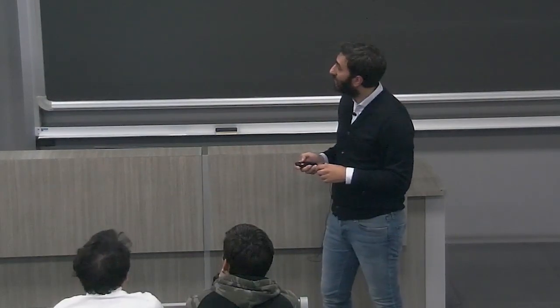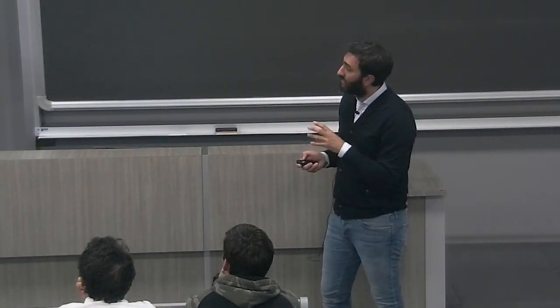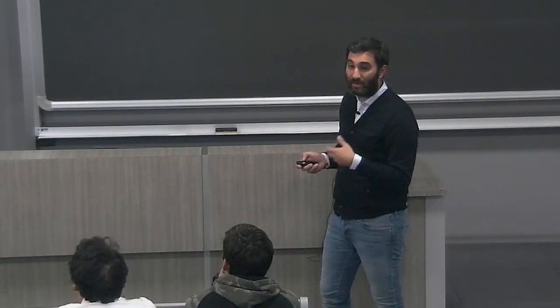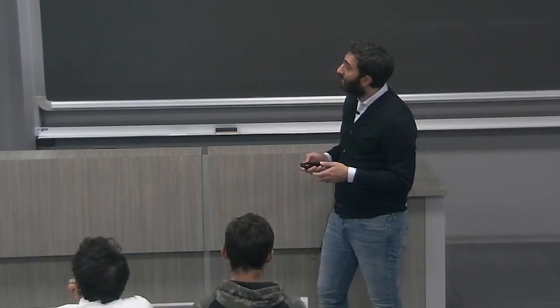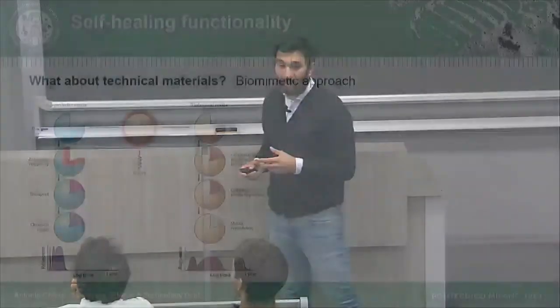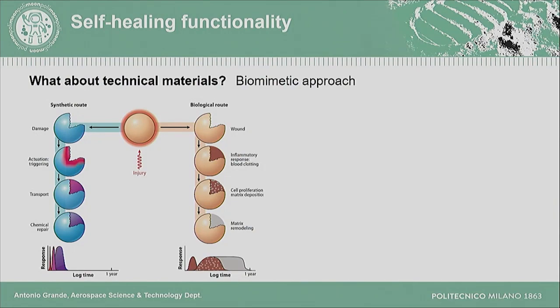So the question is how we can transfer this repairing system to a technical or synthetic material. The idea is to copy what nature does, so we use a biomimetic approach. We have to create a material that is able to sense the damage, activate all the mechanisms for the healing, provide the healing agent exactly in the region of the damage, and repair it in a short time.